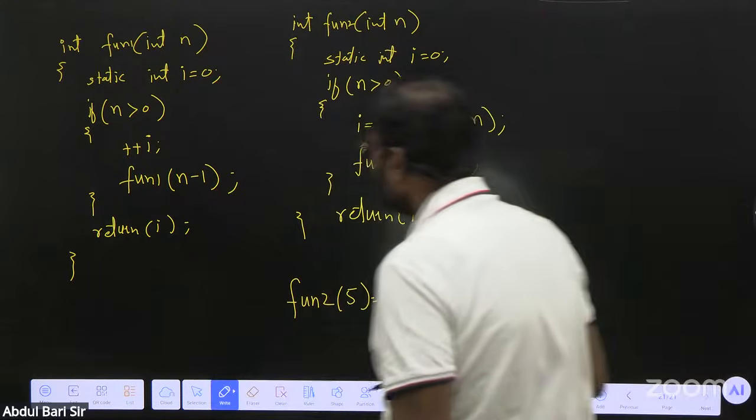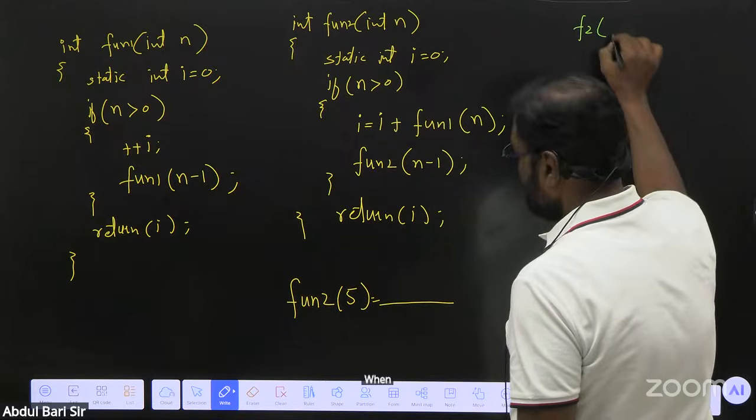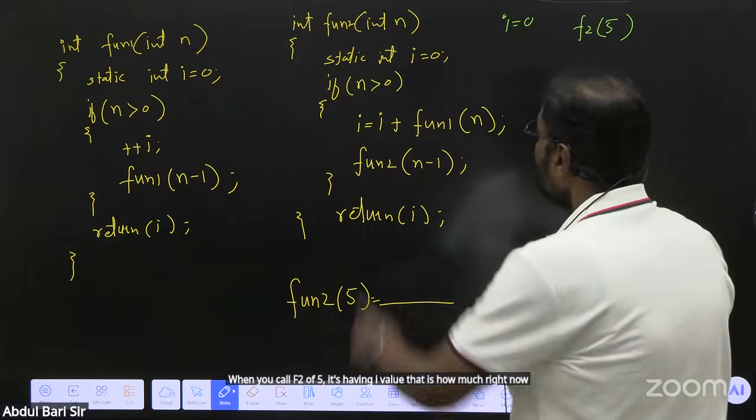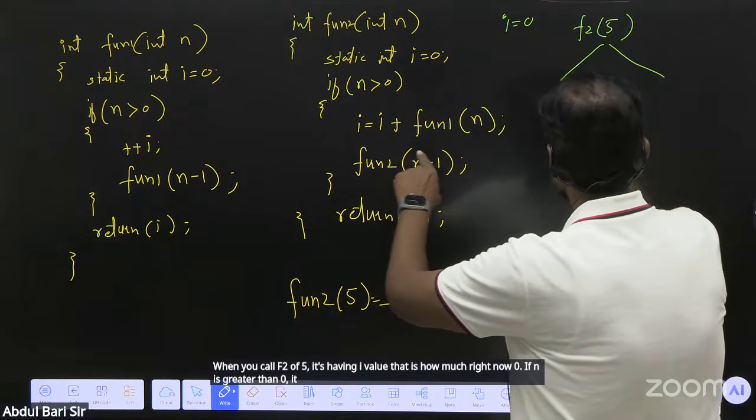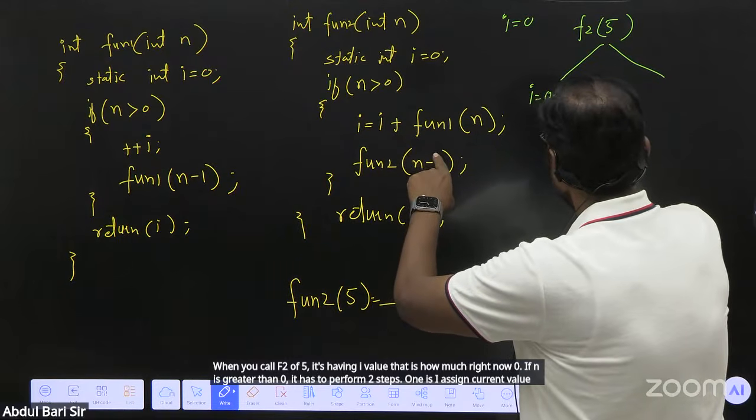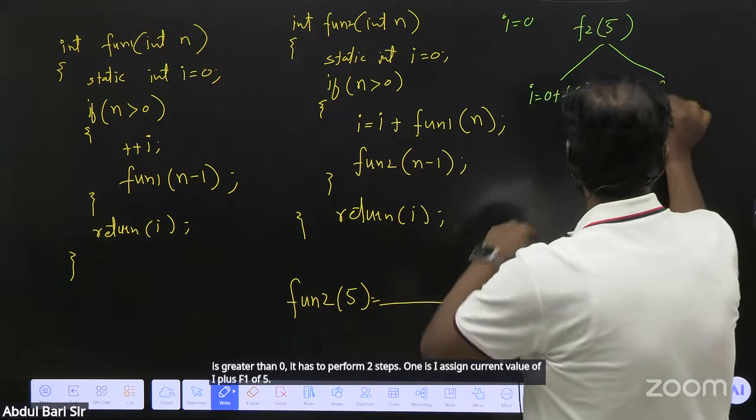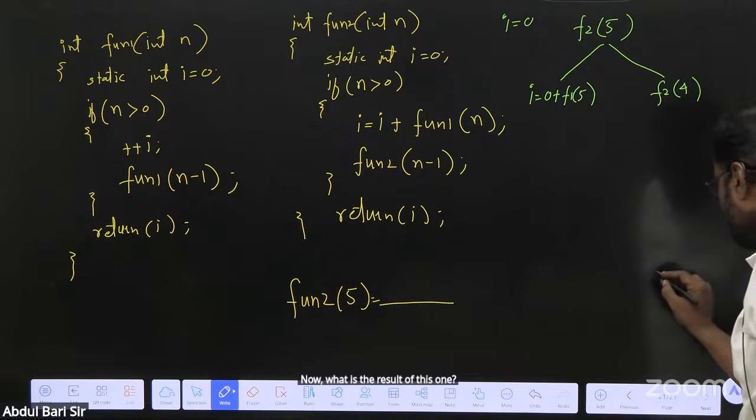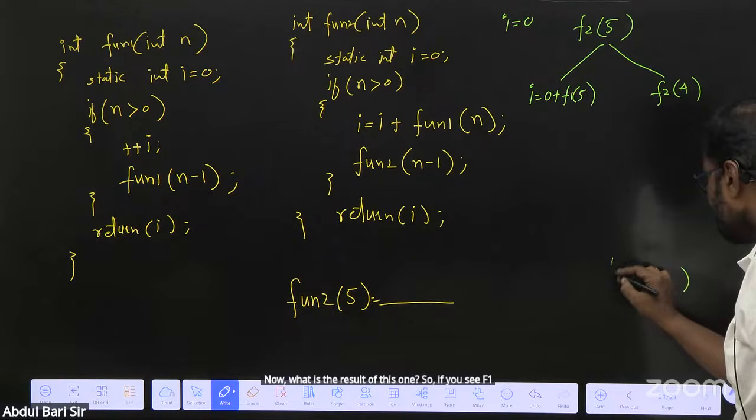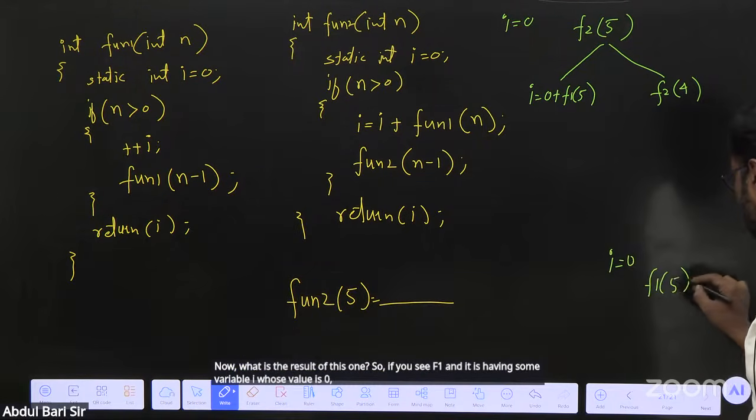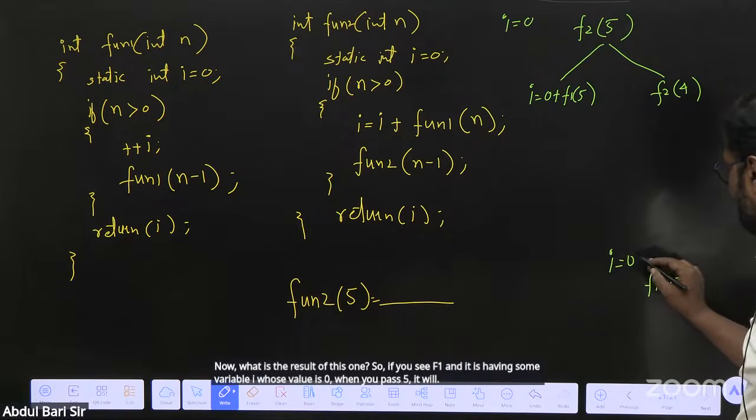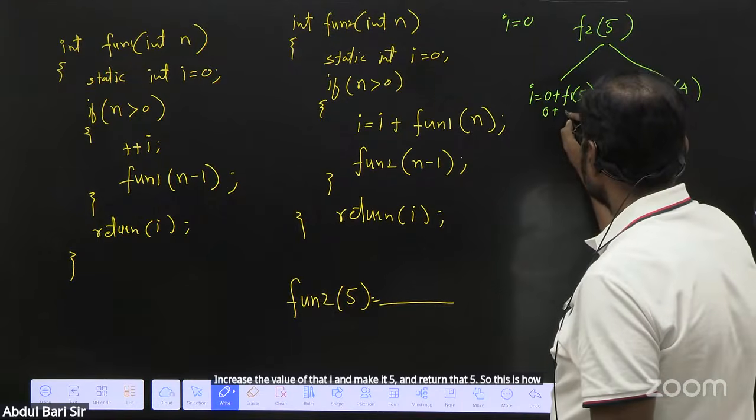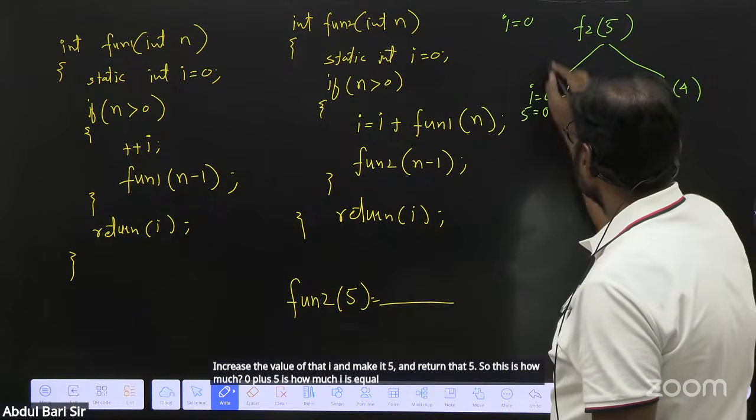Start over once again. When you call f2 of 5, it has an I value that is right now 0. If n is greater than 0, it has to perform two steps. One is I assign current value of I plus f1 of 5, and then it should call itself with f2 of 4. Now, f1 has a variable I whose value is 0. When you pass 5, it will increase the value of that I, make it 5, and return that 5. So 0 plus 5 is 5. I is equal to 5 only. So this will become 5.